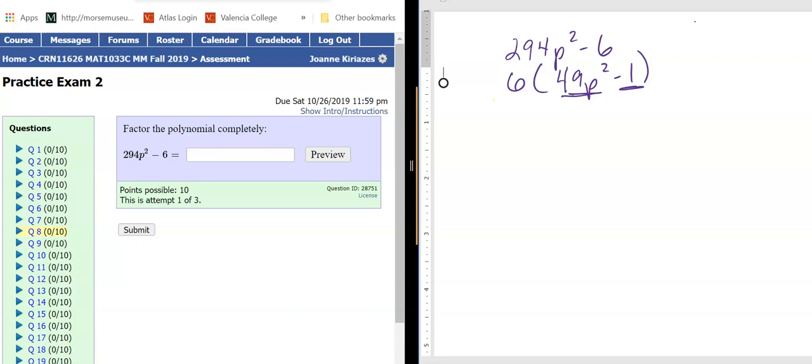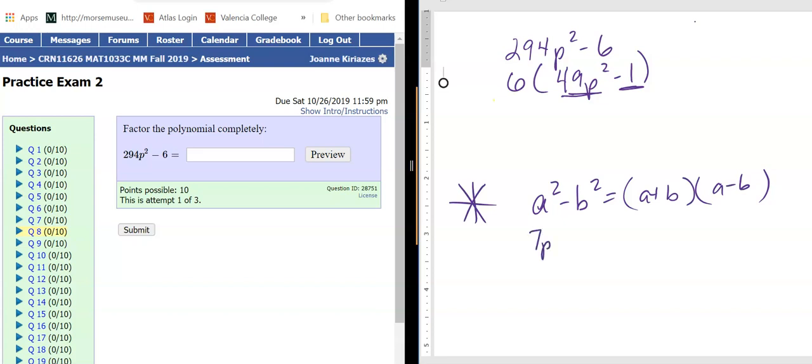Whenever we have two terms, we're going to look and see whether we have a difference of squares. A squared minus b squared, you need to memorize, is a plus b and a minus b. So you're going to want to add that to your brain dump so you memorize it. So we see that 49p squared minus 1, you could rewrite it as 7p all squared minus 1 squared, because 7p times 7p is 49p squared. Okay? If I'm not sure of that, I can take the square root of 49, and that would give me 7. So that means that I'm going to write 7p plus 1 and 7p minus 1.